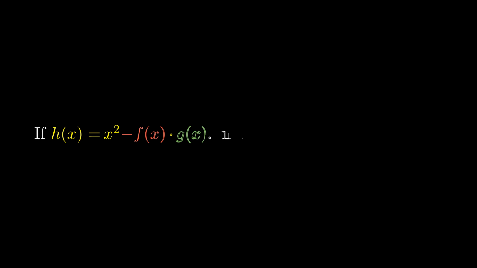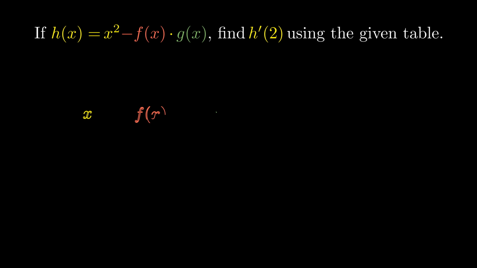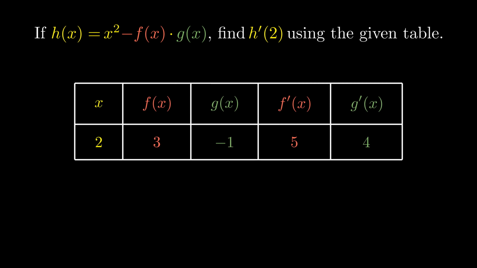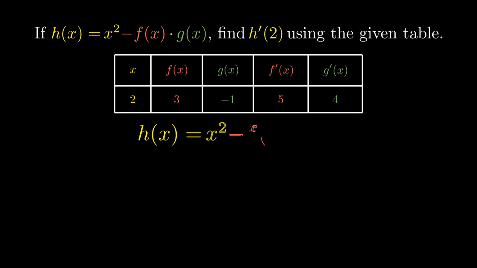Now that we've covered our common mistakes, let's return to a few more examples. It's time to finally table it up. For our third example, we're going to try to take the derivative of this function, x squared minus f of x times g of x. Here, as promised, is our table. But before we can use this lovely table, let's take the derivative. As we do so, let's try to avoid some of the common mistakes that we just alluded to when applying the product rule.